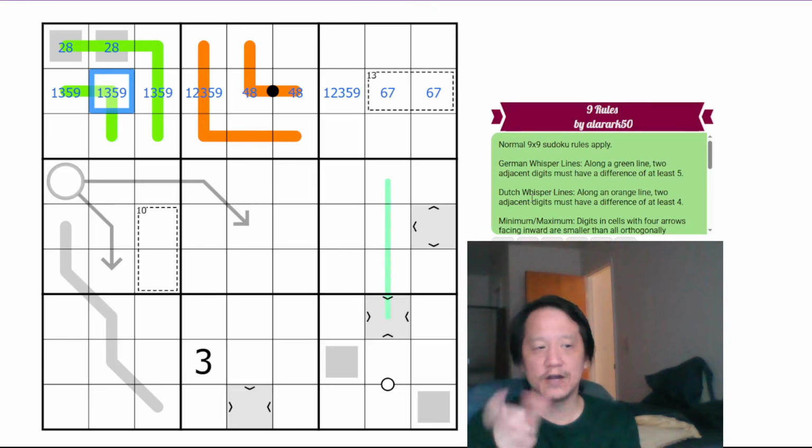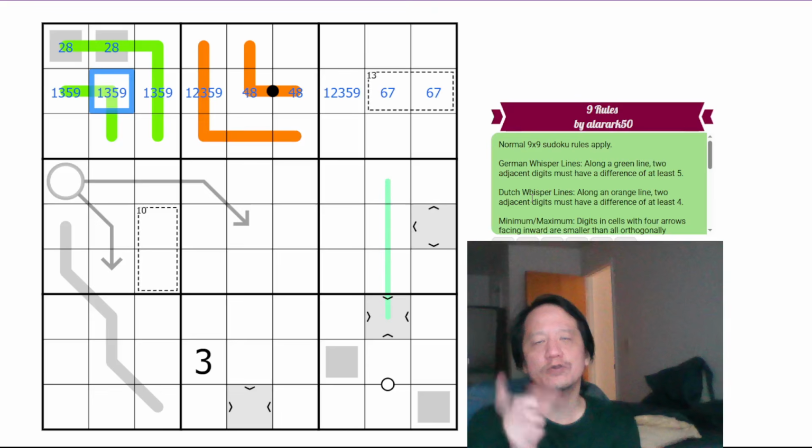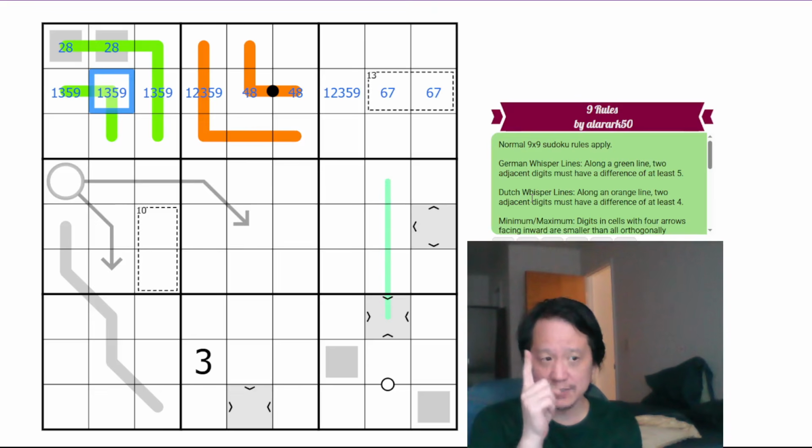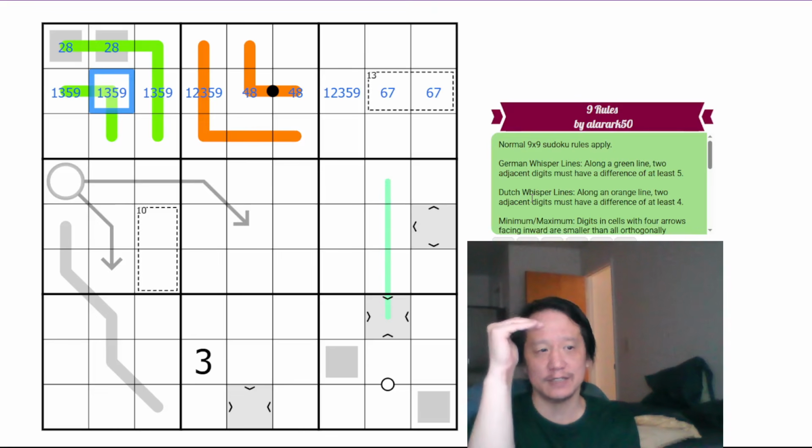Also, on a Whisper 5 line, you'll always alternate between low digits, which are the digits 1 through 4, and high digits, which are the digits 6 through 9. Obviously, 5 can't be on there because of the reason I told you. The reason we know that we alternate is what digits can be next to a low digit. 1 can be next to 6 through 9, 2 can be next to 7 through 9, 3 can be next to 8 or 9, 4 can only be next to 9, all of which are high digits. So next to a low digit has to be a high digit.